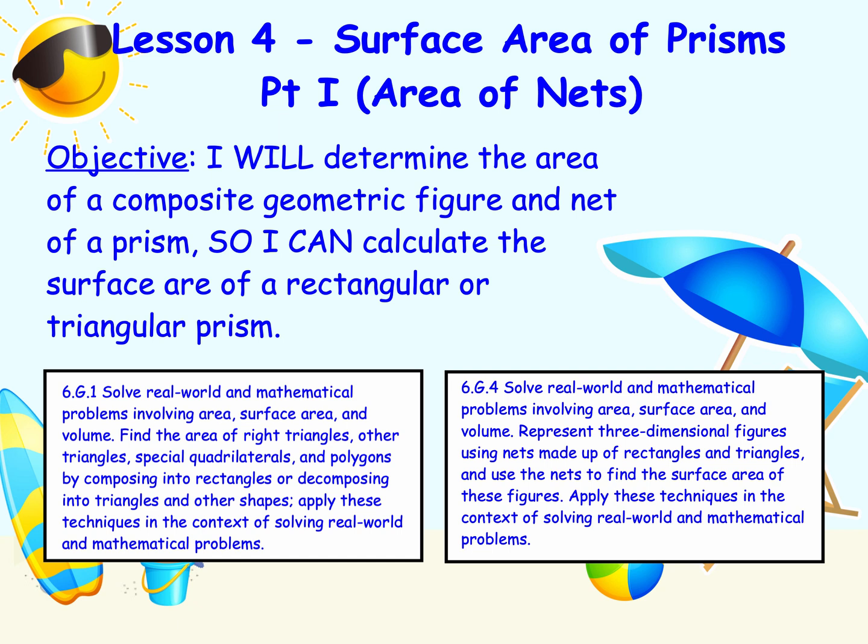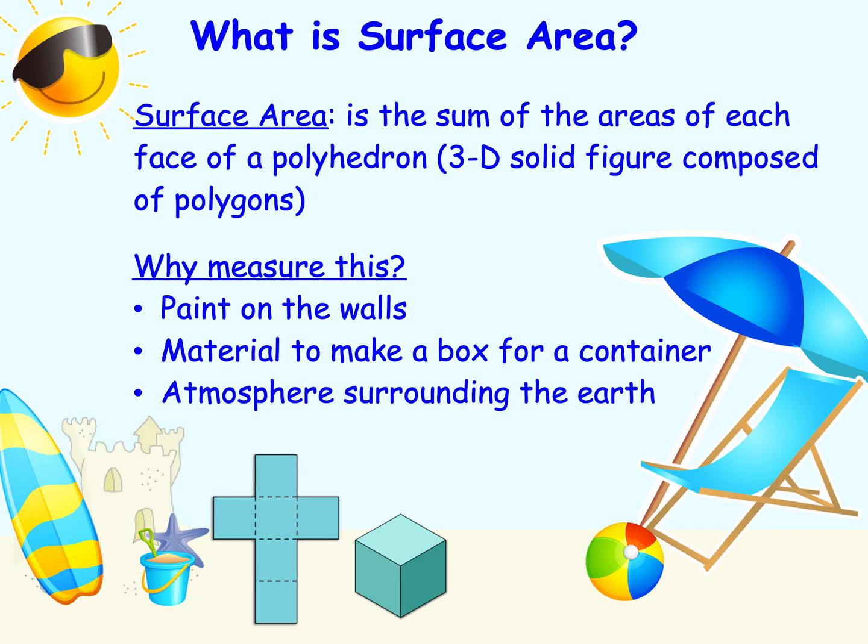So we're going to look at how we can find the surface area by looking at it as a composite geometric figure. And then we're going to find the surface area by also looking at the nets of prisms. Our goal is to calculate the surface area of just rectangular and triangular prisms. Here are the standards we're looking at, and we're just going to focus today on the nets themselves. It's a little easier.